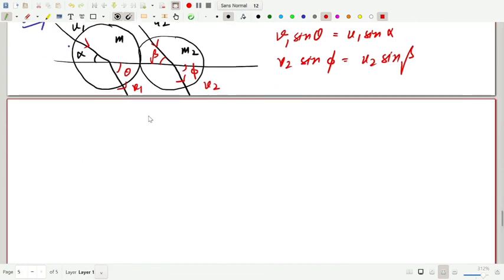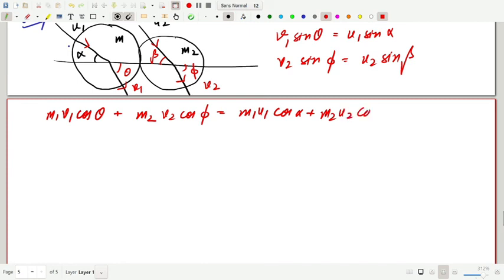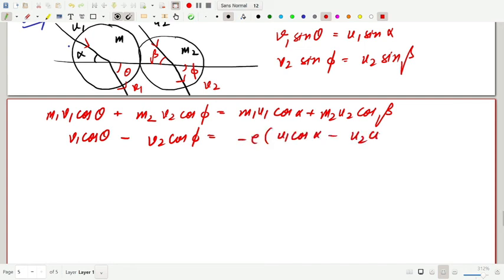In the direction along the line of impact we have that momentum is conserved, so m1 v1 cos theta plus m2 v2 cos phi is equal to m1 u1 cos alpha plus m2 u2 cos beta, and by Newton's law we have that v1 cos theta minus v2 cos phi is equal to minus e times (u1 cos alpha minus u2 cos beta).